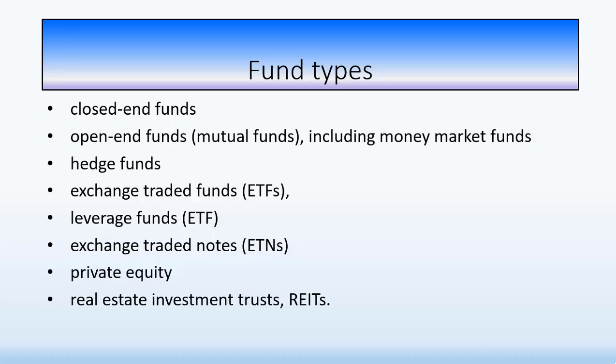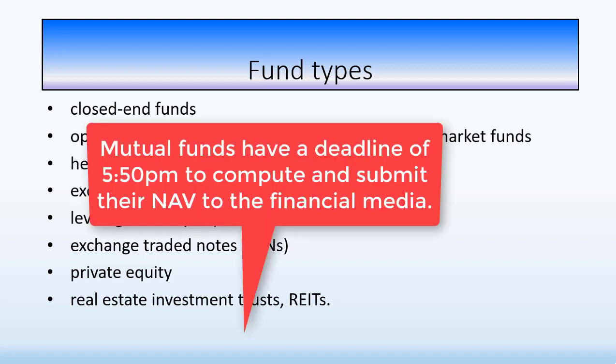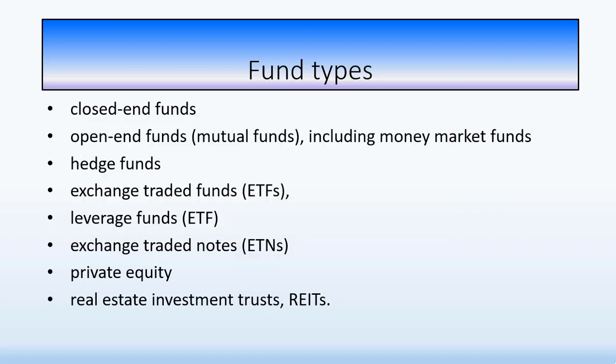It prices its portfolio at 4 o'clock, but it's not till at least 5:50 in the evening that those mutual funds send that information to the financial networks and media, like the Wall Street Journal and other financial media. Pretty soon, we'll come up to ETFs, and ETFs are even more convenient than a closed-end fund.